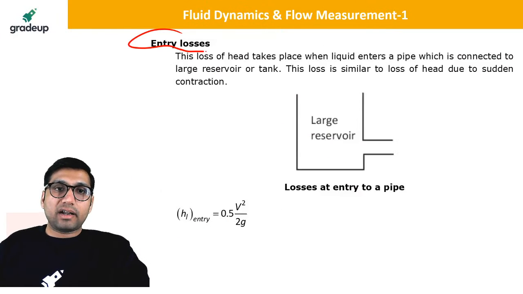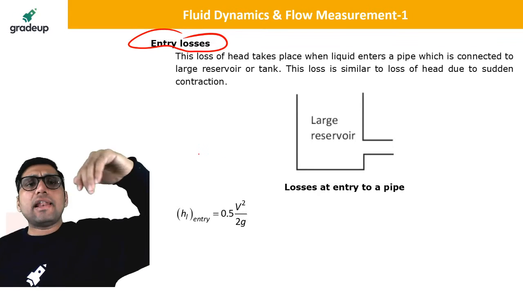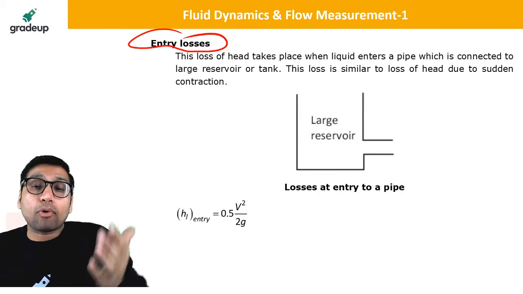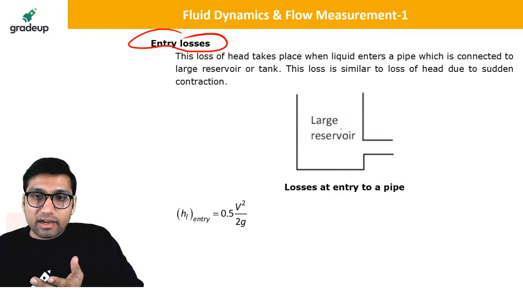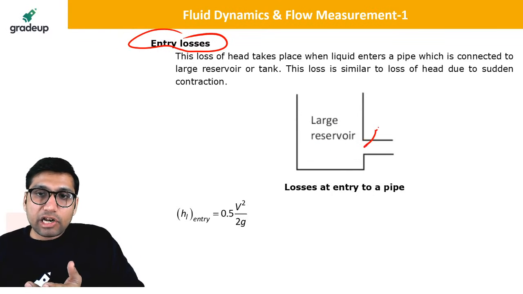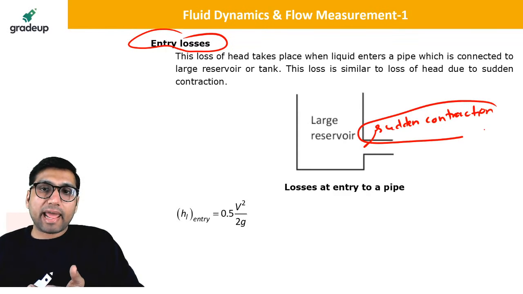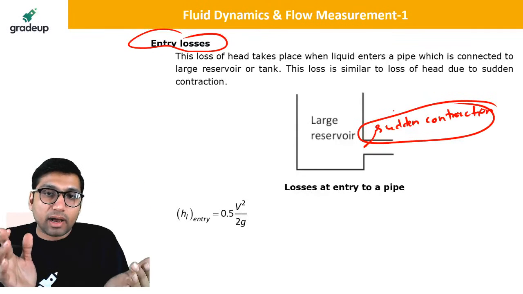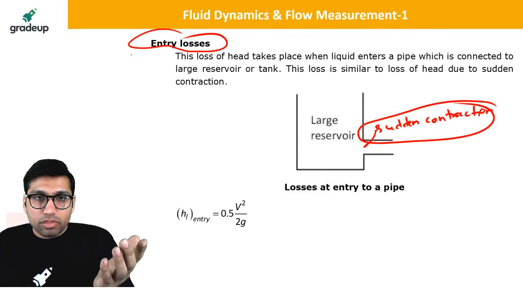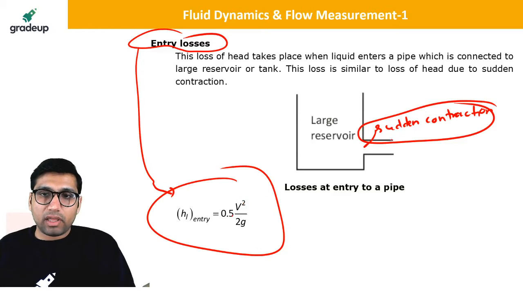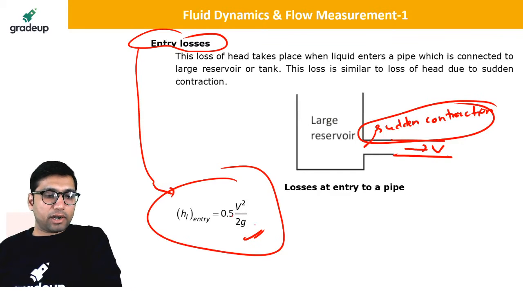Then entry loss. Entry loss is nothing but when entry takes place. Entry is definitely from a large reservoir to a very small pipe. So when entry takes place, it is actually sudden contraction. It is sudden contraction because when the flow enters from a big tank into a very small pipe, it is actually a sudden contraction. So entry loss is equal to sudden contraction loss, which is equal to 0.5 of V square by 2g. V is the velocity of the fluid in the pipe. So this is the formula for entry loss.